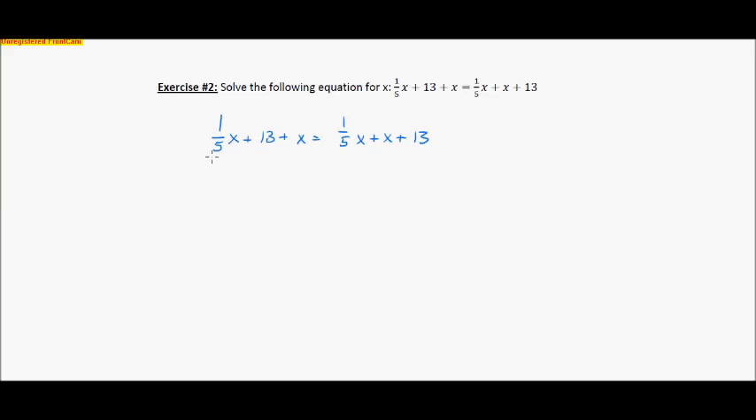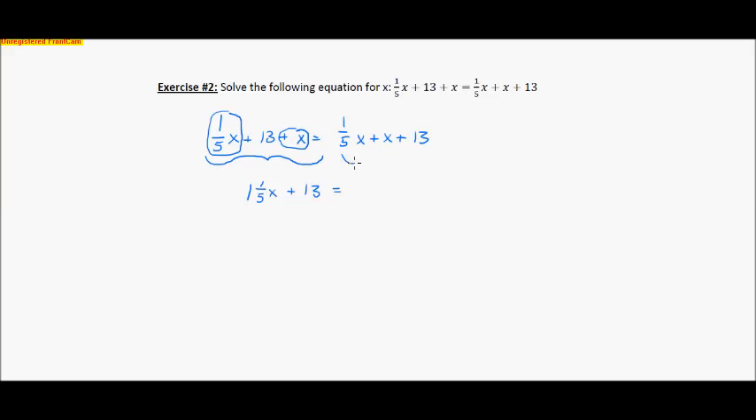Alright, well, let's look at just this side of the equation. And it looks like I have like terms here and here. Okay, and again, notice I circled the plus sign because I'm going to say to myself 1/5 x plus 1x. Well, that is 1 and 1/5 x. And then this 13 is going to come down for the ride.